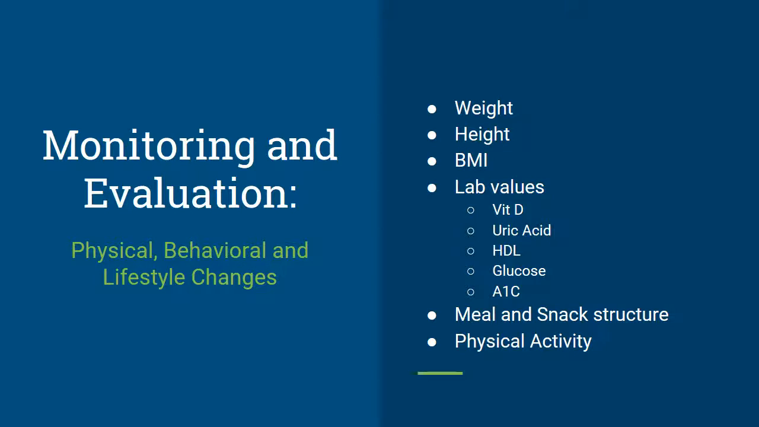Indicators I would monitor and evaluate would be weight, height, and BMI for the patient, as well as the significant lab values of the low vitamin D, the high uric acid, the low HDL, as well as monitoring her glucose and A1C to rule out pediatric diabetes. Also, the monitoring and evaluation of the family and the individual's meal and snack structure, as well as looking at the physical activity the patient is doing to see if more needs to be added throughout her week or day.